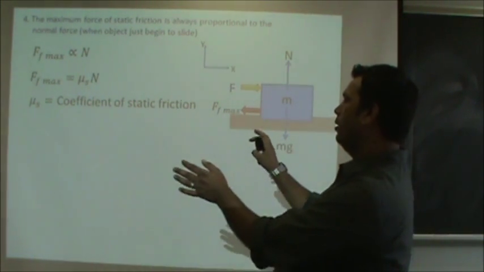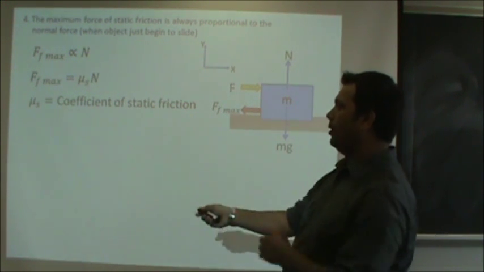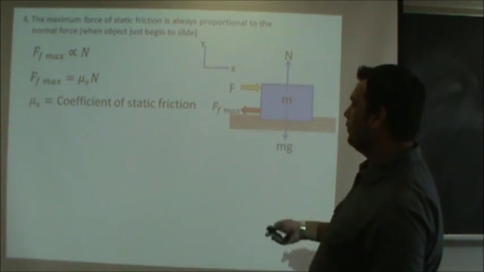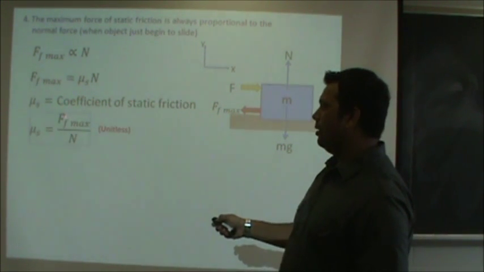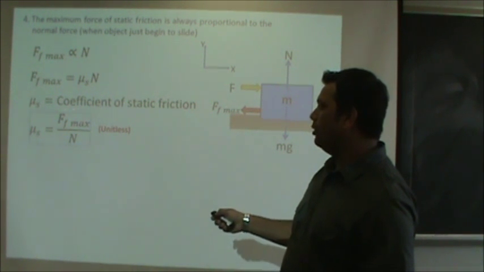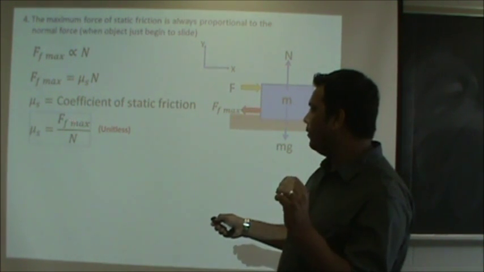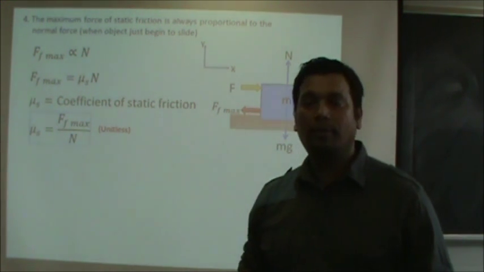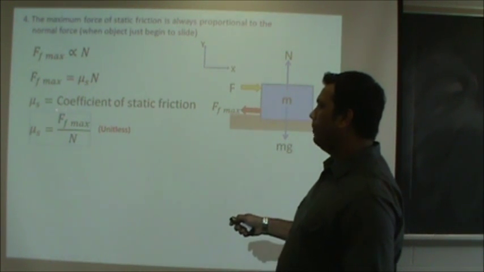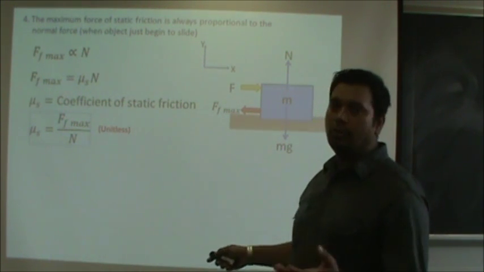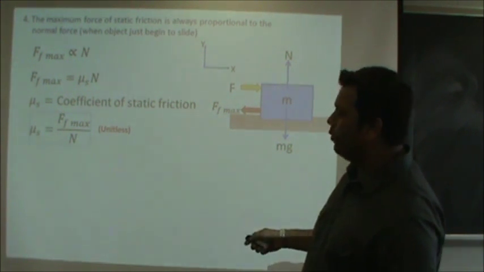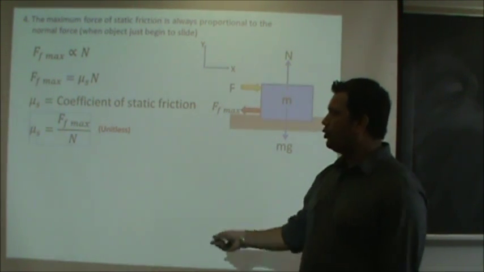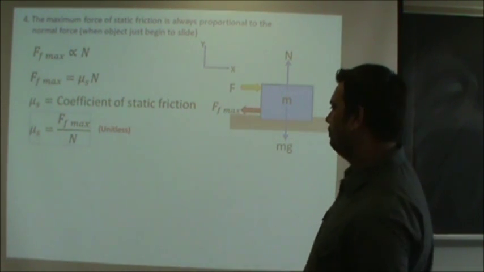We are not concerned with the kinetic case at this moment, so let's talk about the static. Mu s represents the coefficient of static friction and is given by the maximum static friction force divided by the normal force, and it's unitless. It has no dimension because in the numerator the force is measured in Newtons and the normal force is also measured in Newtons, so they cancel and there are no units. So the coefficient of static friction is unitless.